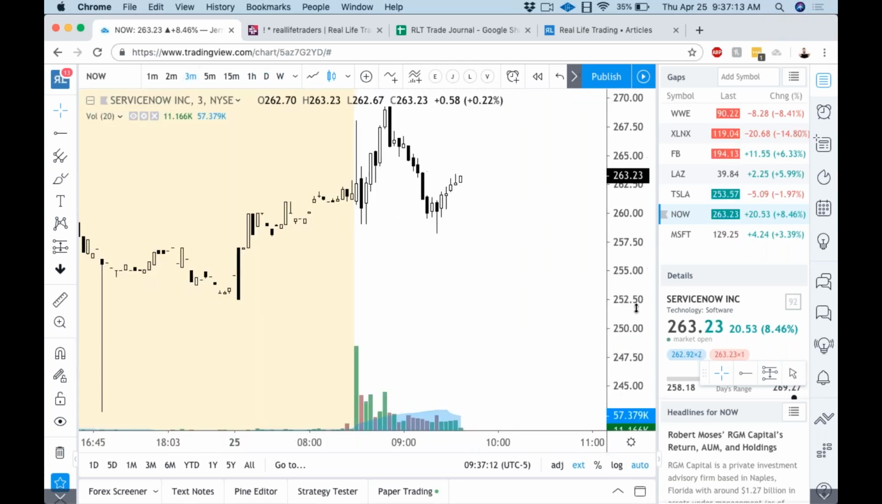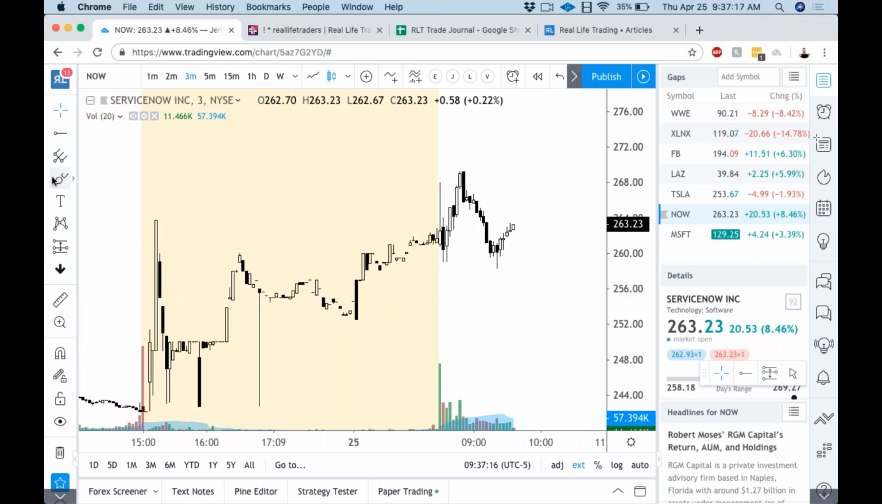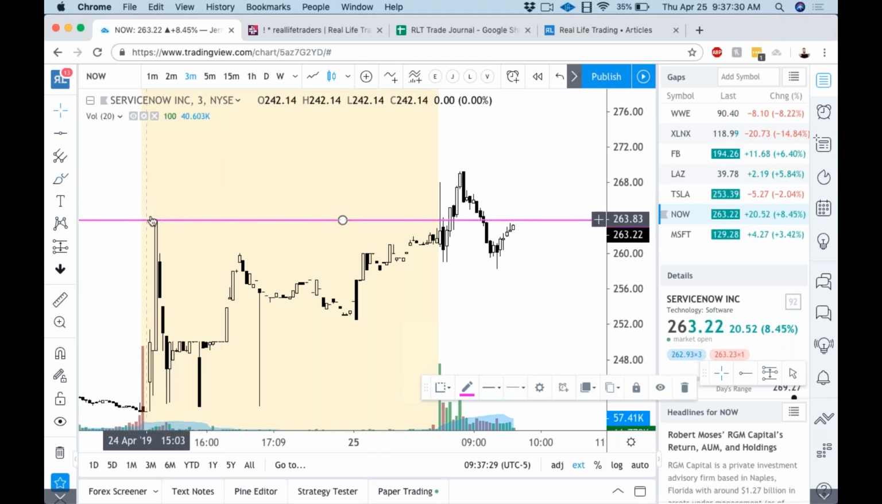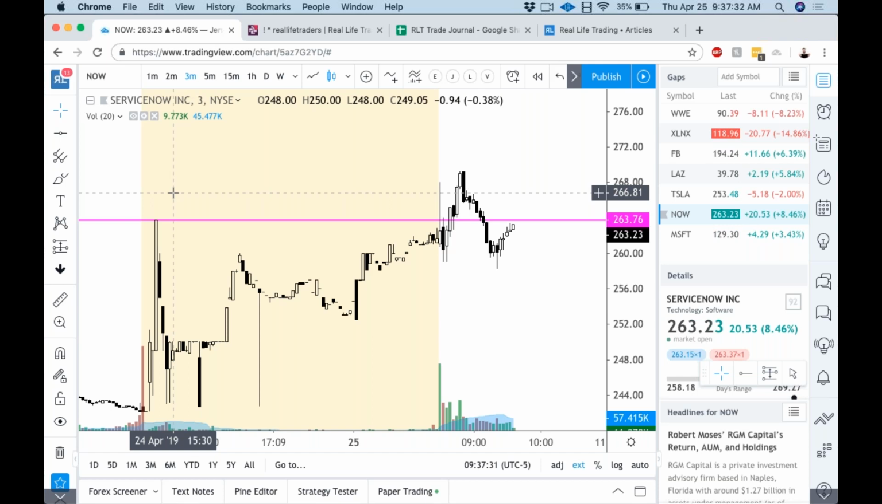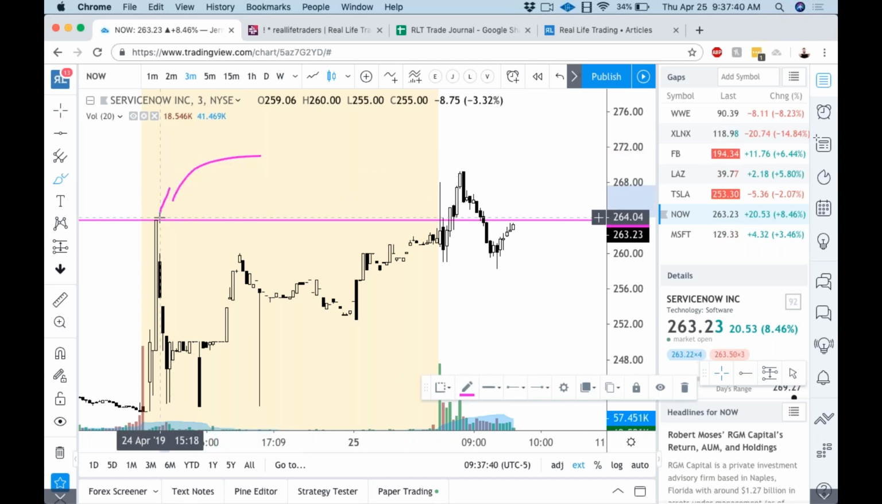So if we go into a 3-minute chart, one of the things that a lot of people forget about is, again, just simply trading support and resistance levels. If you're looking at ServiceNow, this right here in the pink line would have been a really good resistance on ServiceNow. Right? That was the pre-market high right there.